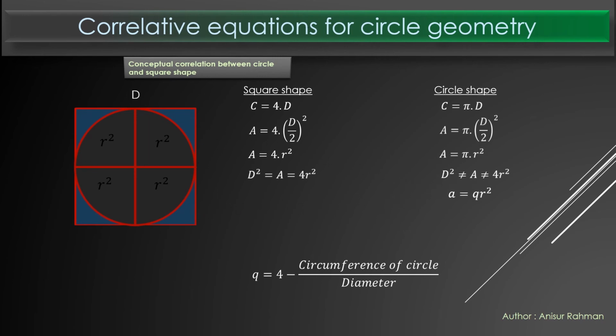Now we can easily find the exact area of the circle, because we know if we subtract the remaining corner space from the square shape, we have the exact area of the circle. Therefore, we can write area of circle is equal to d squared minus q r squared, where d squared is the full square shape and q r squared is the remaining corner space. So we have area of circle is equal to d squared minus q r squared, or pi r squared is equal to 4r squared minus q r squared.